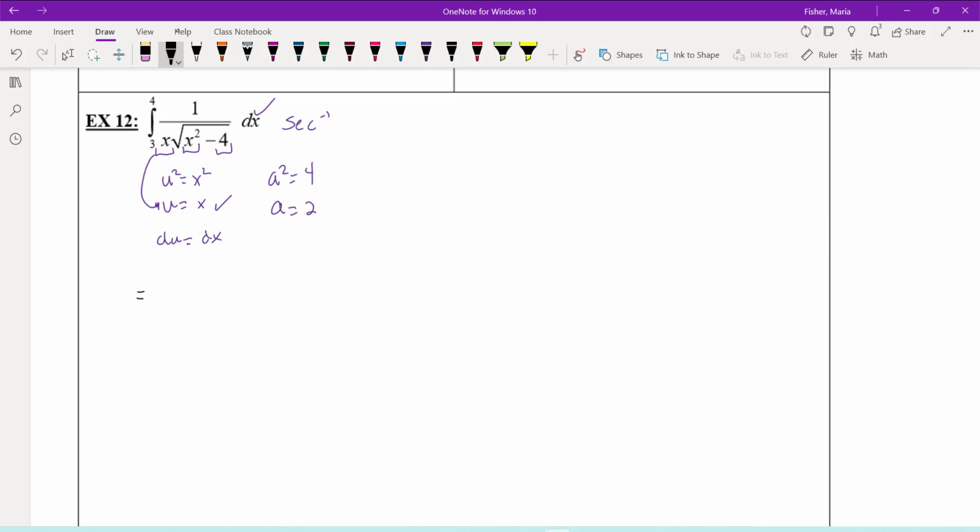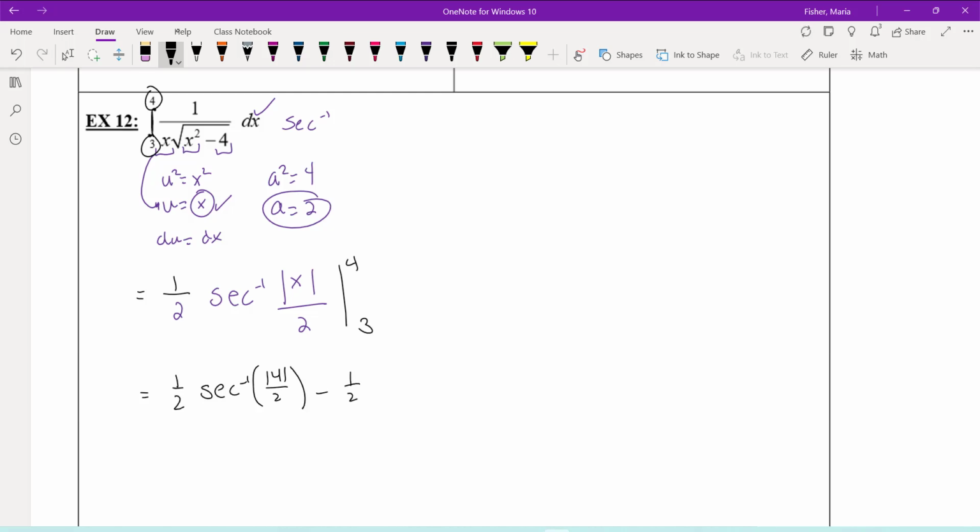Perfect. Your a squared is 4, therefore your a is equal to 2. That means that this is going to equal 1 over a times the inverse secant of the absolute value of u over a, and then evaluated from 3 to 4. Plugging in the limits of integration, we have 1/2 times the inverse secant of the absolute value of 4 over 2 minus 1/2 times the inverse secant of the absolute value of 3 over 2. Well, the absolute value of 4 over 2 is just 2, and the absolute value of 3 over 2 is just 3 over 2.